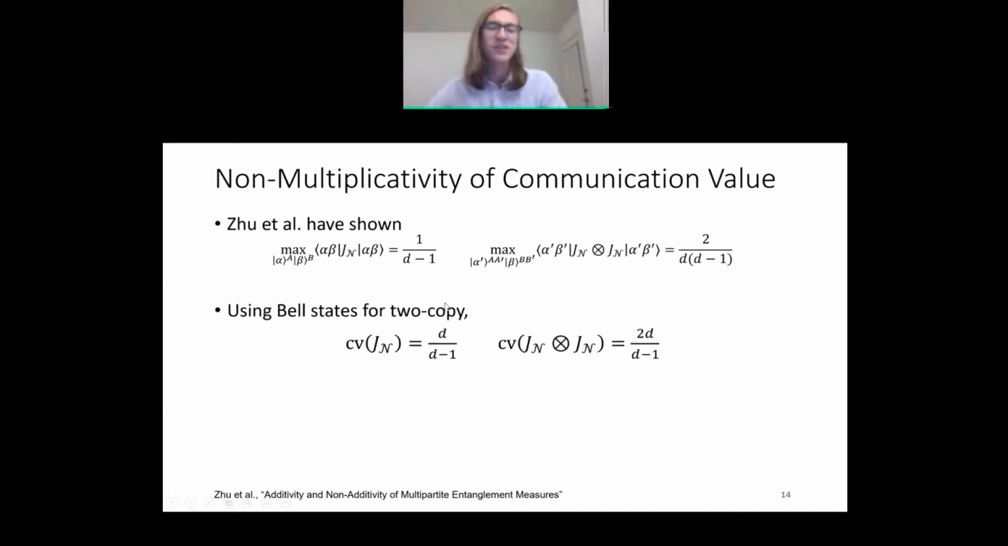And so using this, we can get that the communication value for the single copy is d over d minus 1, but in the two copy, it's 2d over d minus 1. And so for d greater than or equal to 3, the communication value is non-multiplicative. So that's cool. So we know there's something interesting going on there.